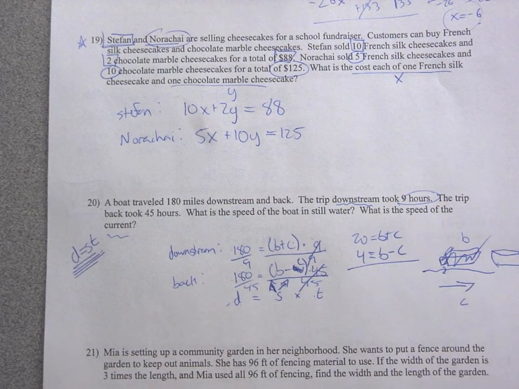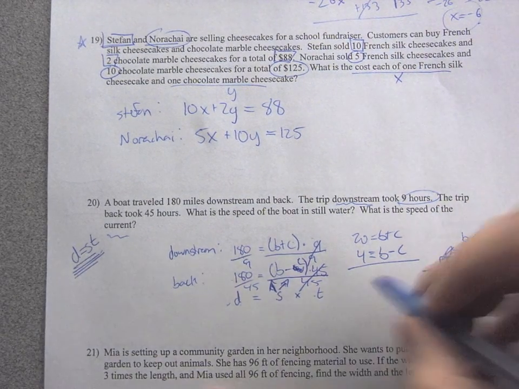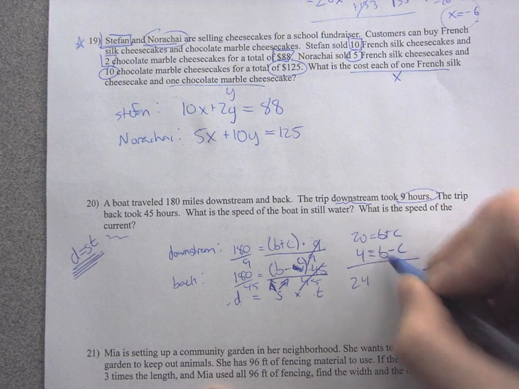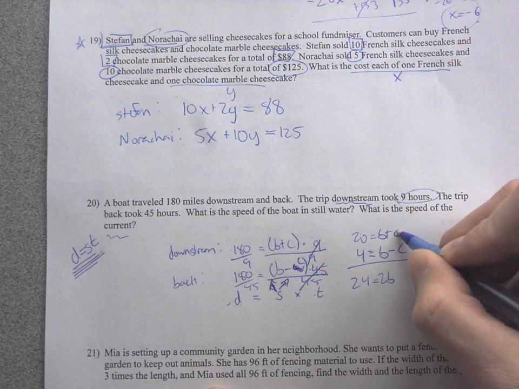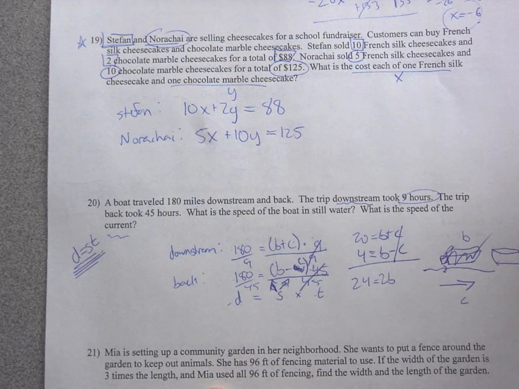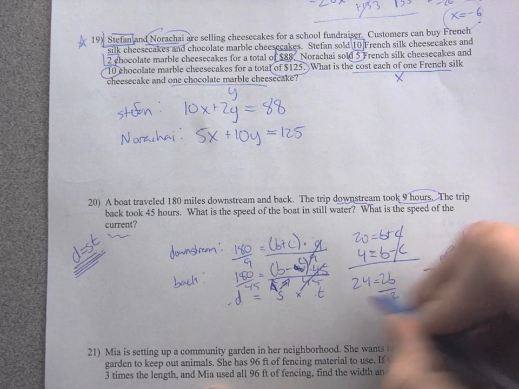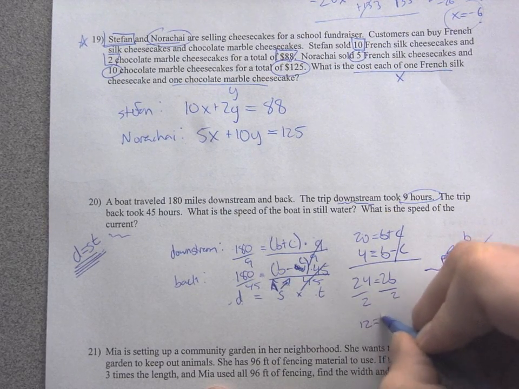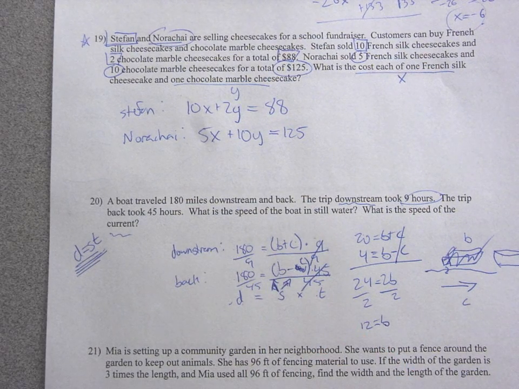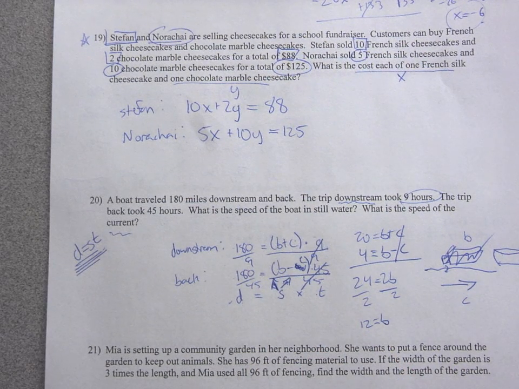But if you notice, this is now set up for elimination. It looks really good. So 20 plus 4 is 24. B plus B is 2B. And then C and negative C eliminate, right? Cancel out. Divide both sides by 2. So that means the boat can go 12 miles an hour if the water's not moving. So that's called the speed of the boat in still water. If the water wasn't moving at all, this is the boat's top speed.